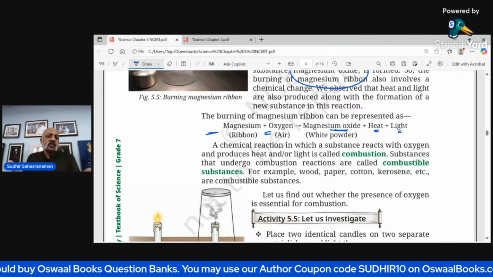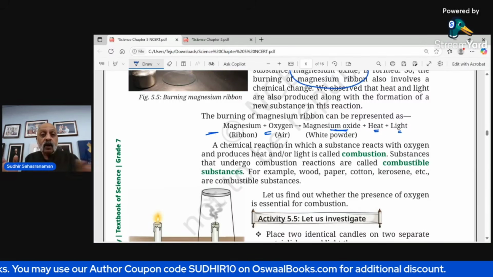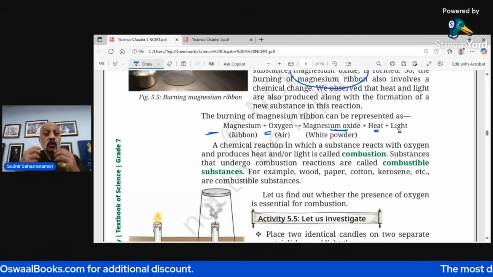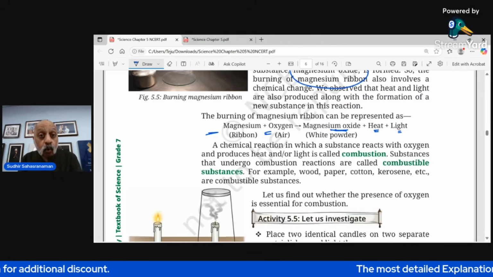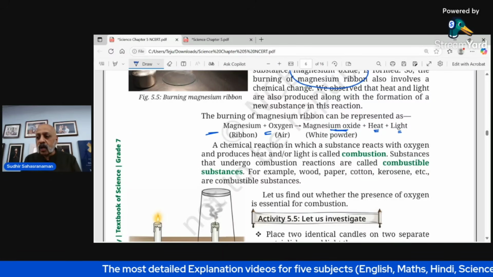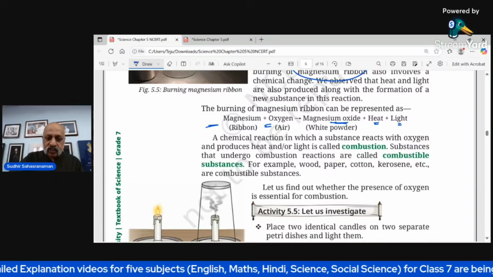Okay, so simple thing now. Burn wood. Okay, when you burn wood, what happens? It is producing light, it is also producing heat, right? So in most cases, heat and light both are produced, right? So that is something which you need to remember. Now, substances that undergo combustion are called combustible substances. I've already mentioned that to you.